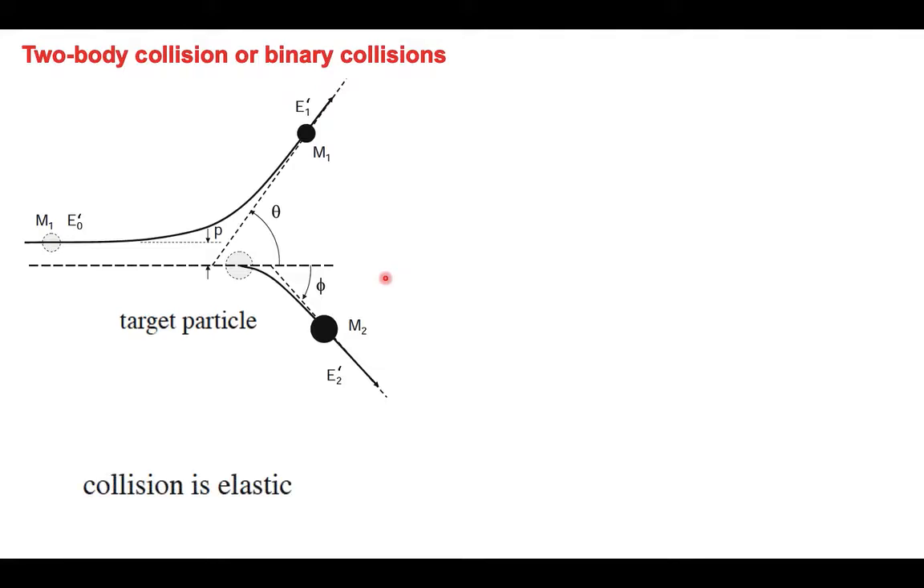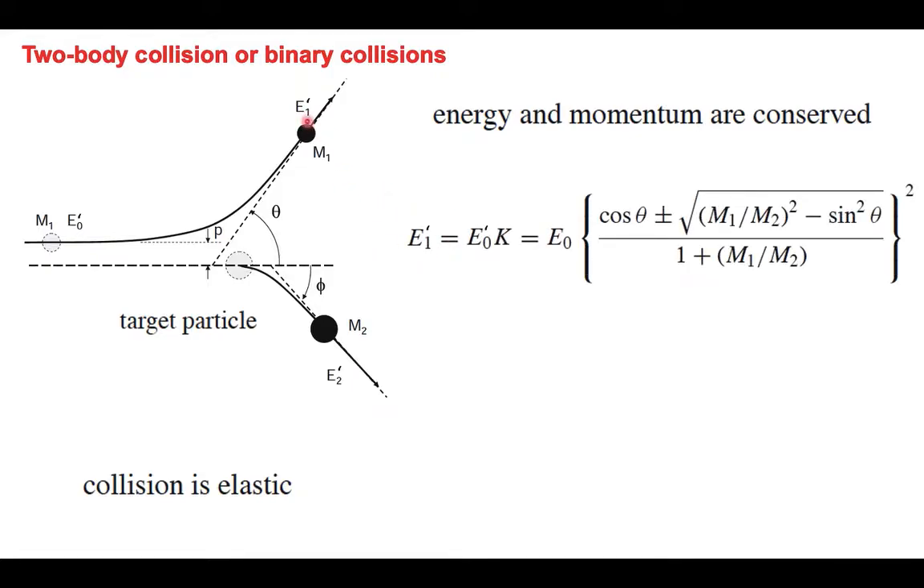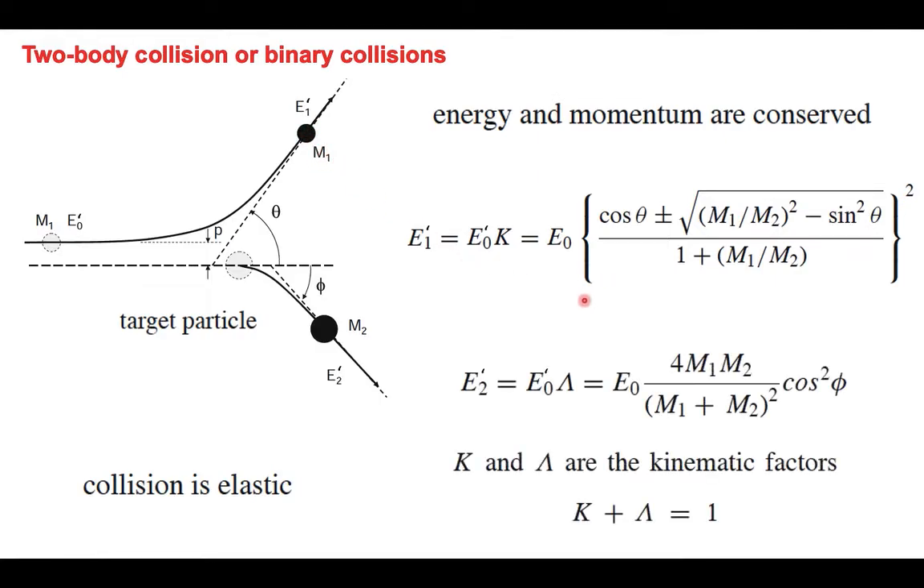Now if you consider this collision is elastic, that means your energy and momentum are conserved before and after the collision, and with very simple calculations, you can calculate the energy of the recoiled atoms and the deflected ions. So you can calculate this E1 primed, that's the energy of the deflected ions with mass m1, and you can also calculate the energy transferred to the atoms because of this collision.